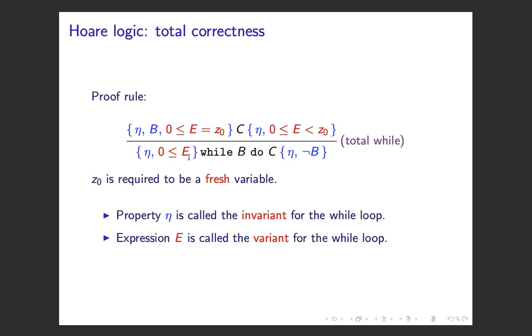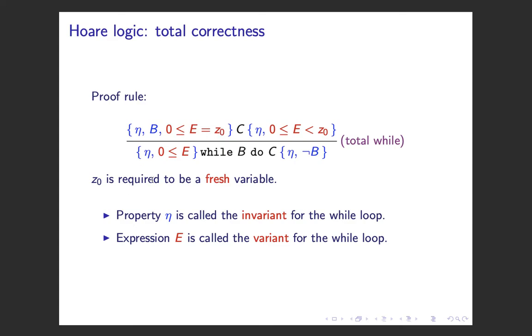And that variant needs to satisfy the property that as long as we start off with a non-negative variant before we execute the body C of the while loop, then the value of the variant in the state that we end up in will strictly decrease. So it's strictly below the value it was originally before the loop.